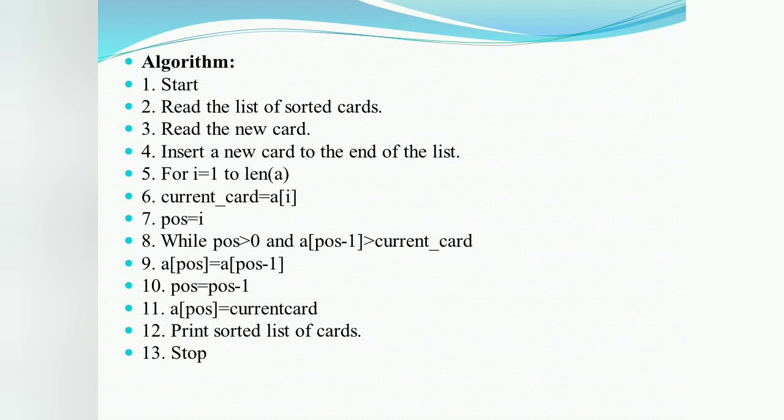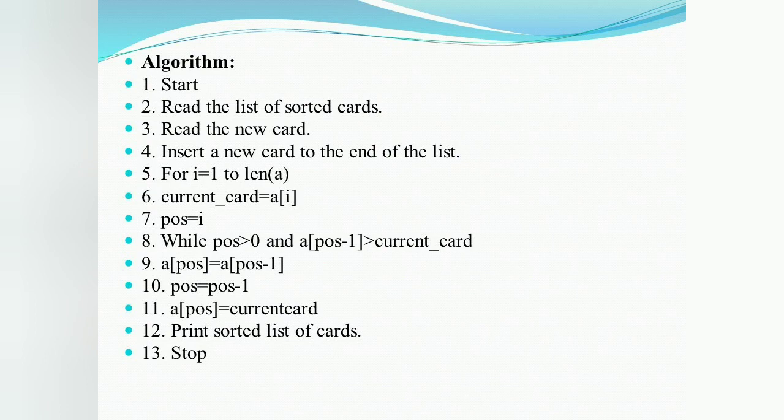First, read the new chord and insert it at the end of the list. Then use the for loop and set i equal to 1 to length of A. Then the current chord is assigned to A of i. Now position equals i.